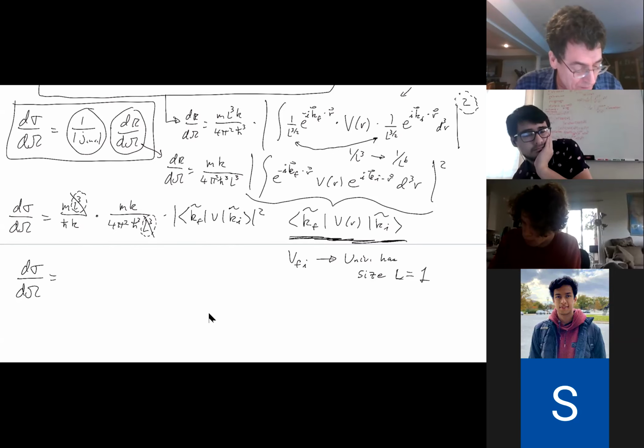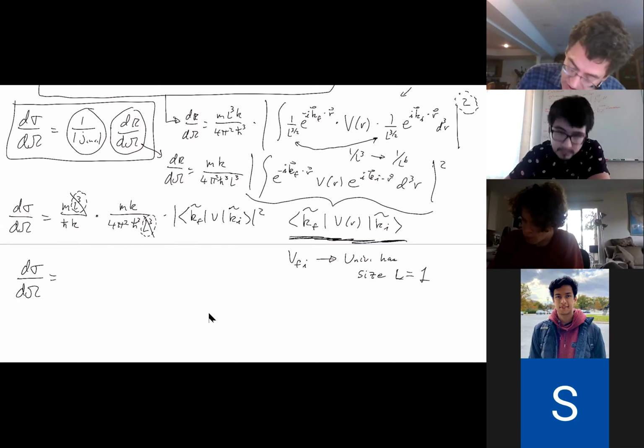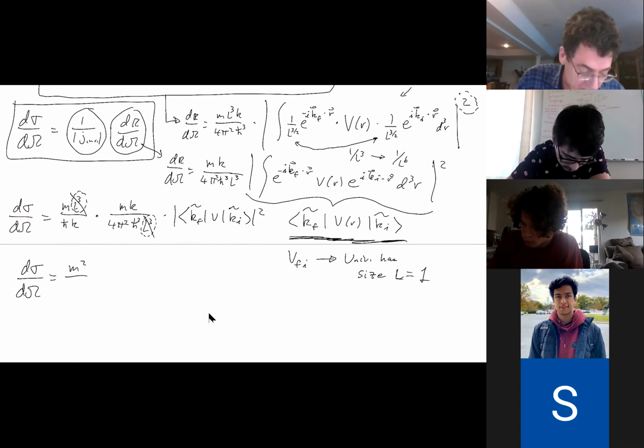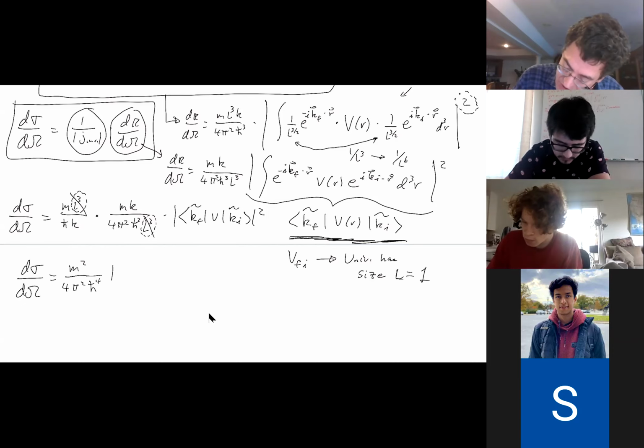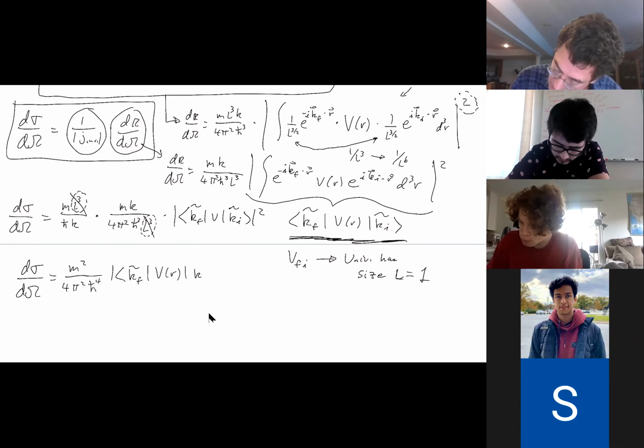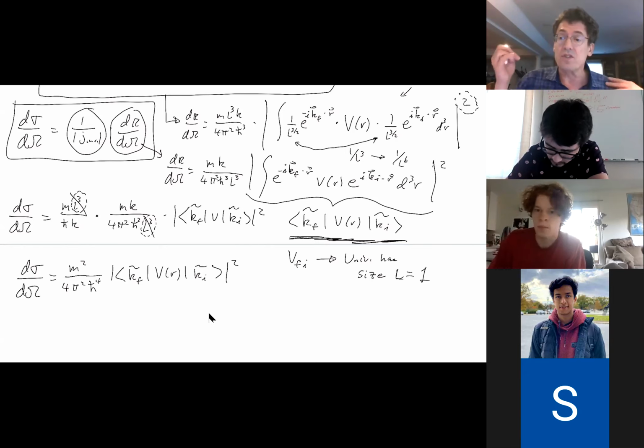And so we then get this very famous result. Let's write it all down, and it's glorious. It's this m squared. It's such a simple result. 4 pi squared h bar to the 4th when you factor everything in, and then I have this funny matrix element, which is not that funny. V of r, the potential, and the initial state. And I put the tilde over it just to remind you that this matrix element is for a wave function in a size of universe of L equals 1.